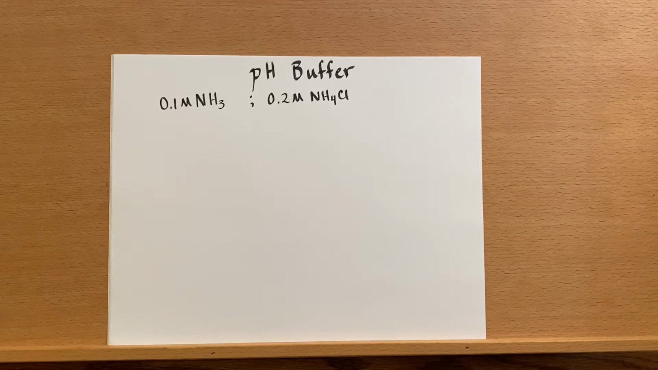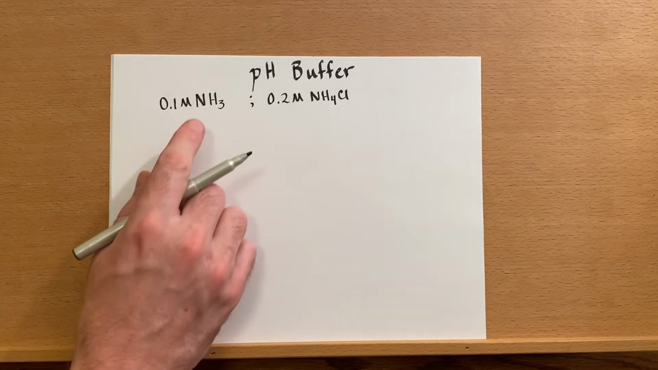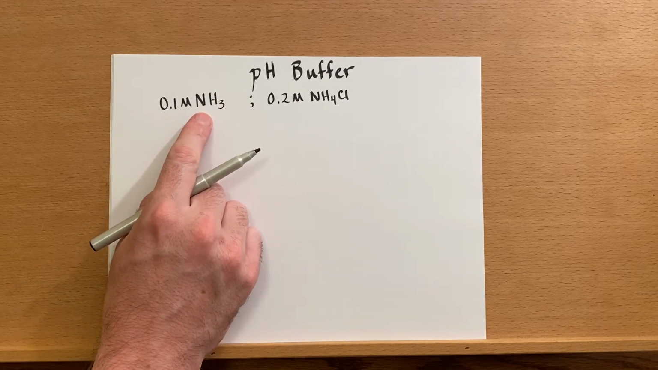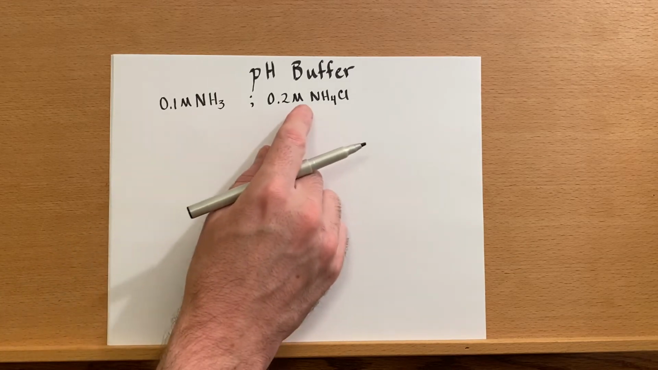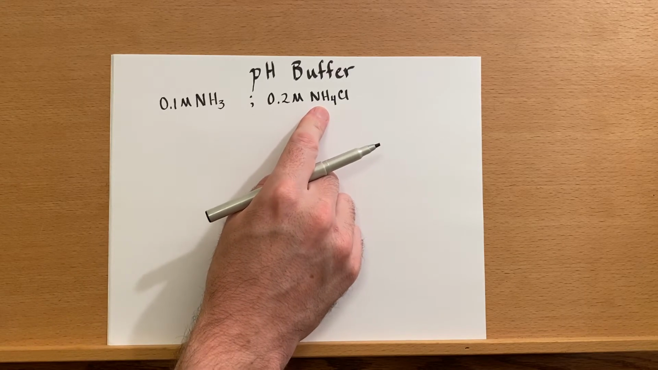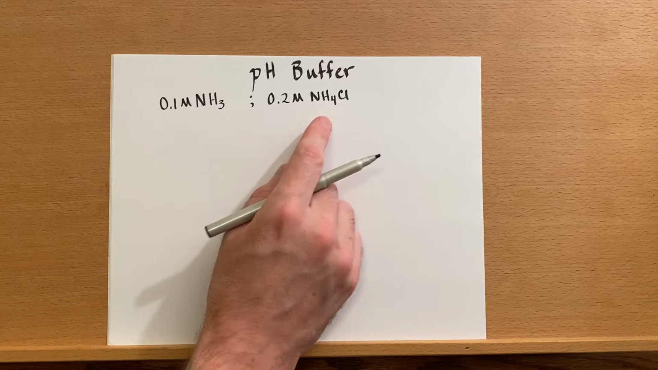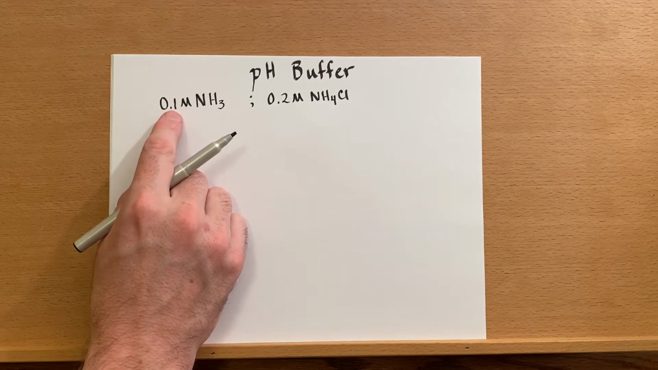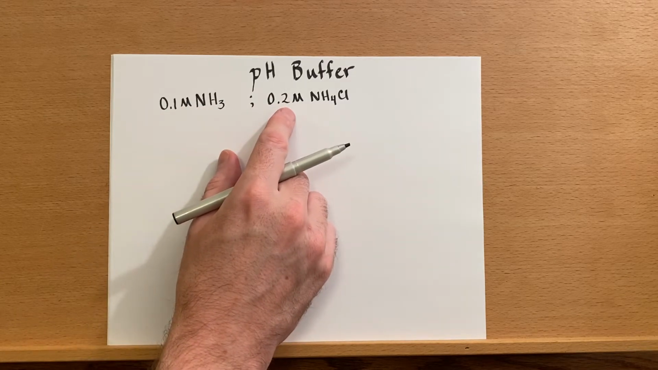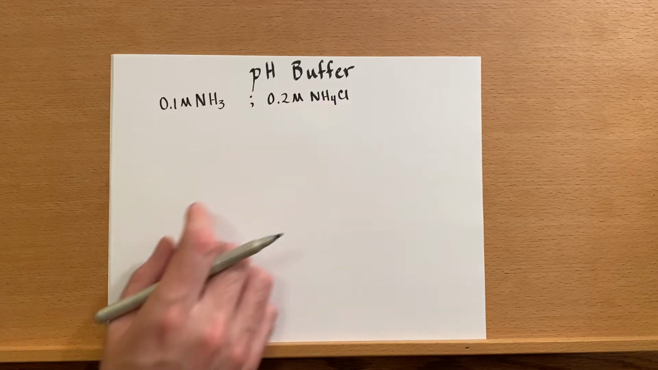Let's use the Henderson-Hasselbalch equation to determine the pH of this buffer. This buffer is made of ammonia, which is a weak base, and ammonium chloride, which is a weak acid. Furthermore, the concentration is 0.1 molar ammonia, 0.2 molar ammonium chloride.